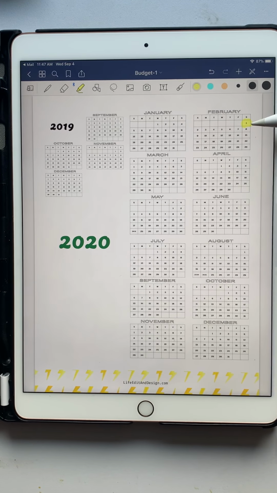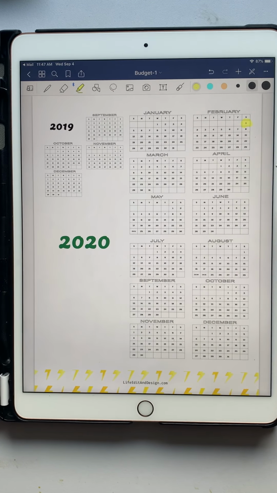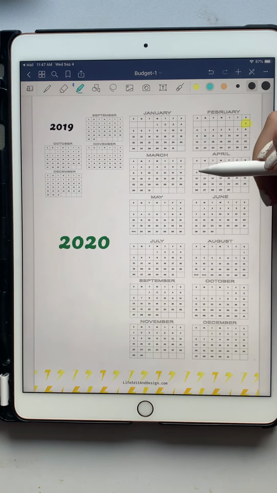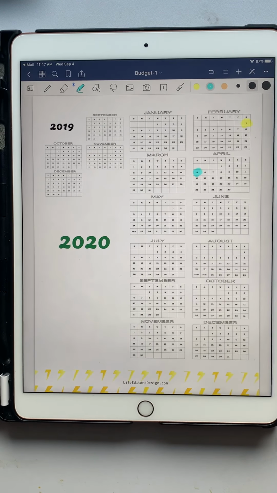So like I said, you can highlight dates that bills are due. You can highlight when your check comes in. So I know on the second week, I get paid every 2 weeks. So maybe you highlight the second week when you're expecting a paycheck, just so you can track and make sure that they come in every month.